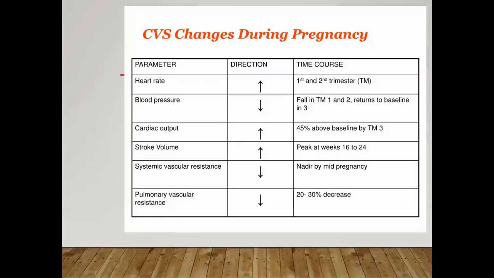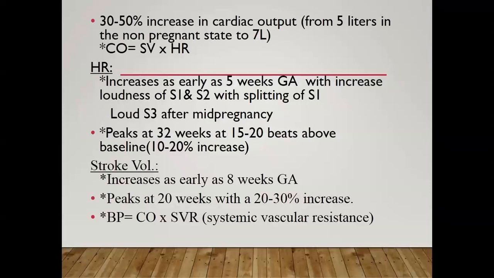Pulmonary vascular resistance, as we mentioned, is also decreased to facilitate increased perfusion of the blood and rapid exchange of CO2 and gaining more O2. There is a 30 to 50% increase in the cardiac output, as we mentioned. Usually, the blood volume goes from 5 liters in the non-pregnant state to 7 liters. As we know, cardiac output equals stroke volume multiplied by heart rate, and both of them increase, so the resultant cardiac output will increase.